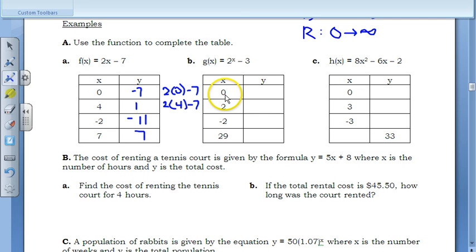So then this is the same. You just keep putting the value where the x is. So this is 2 to the power of 0 minus 3, and 2 to the power of 2 minus 3, all the way down the list.